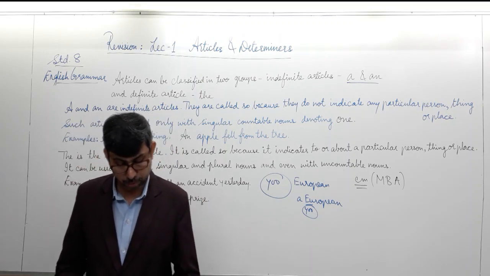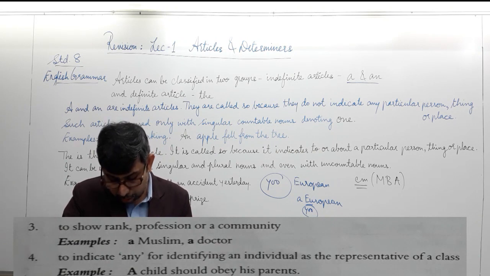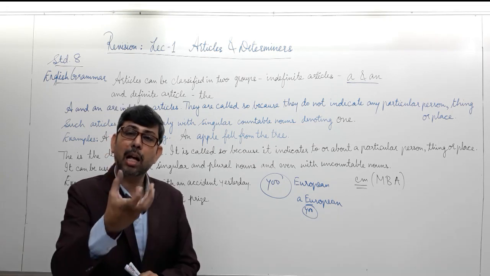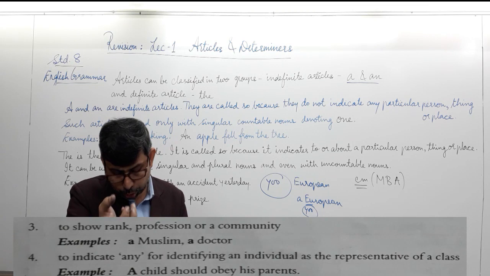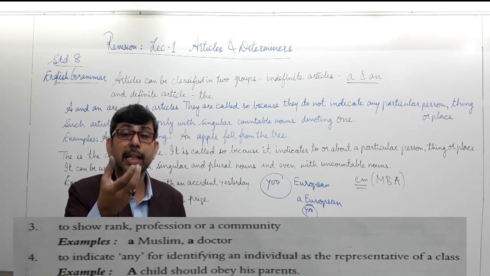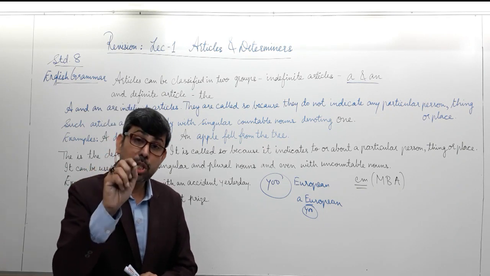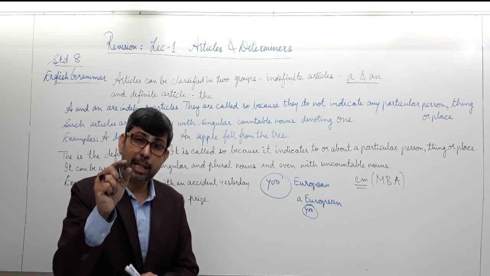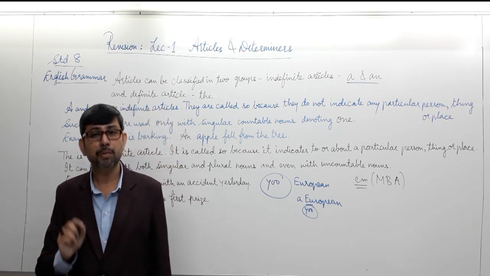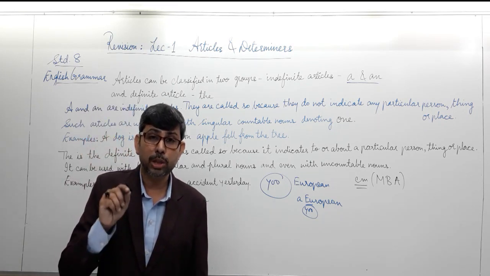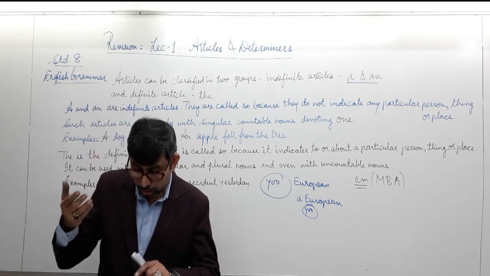The fourth usage of the article a is for identifying an individual as the representative of a class. When you talk about the class of something, so for example, the entire class of students, it could be any representative. I can say a child should obey his parents. So here what we are trying to indicate is the entire community of children. We are not talking about one child and leaving aside the other children. We are saying a child, where child refers to the entire community of children, each and every child. Therefore, a child should obey his parents, where child is not only a singular entity but also represents the entire group of children.